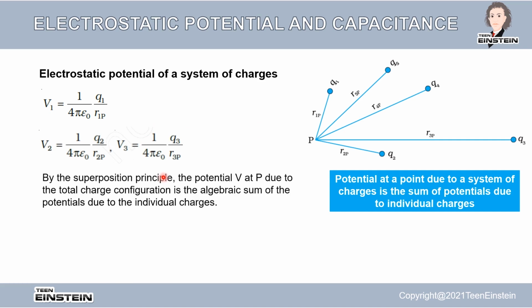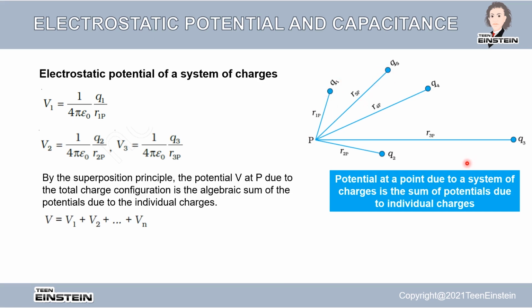So this is applying the superposition principle. By the superposition principle, the potential V at P due to the total charge configuration is the algebraic sum of the potentials due to the individual charges. What we are going to do is very simple. We are going to consider the potential of each charge and add them all up.